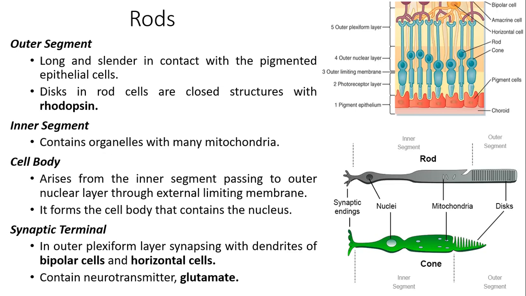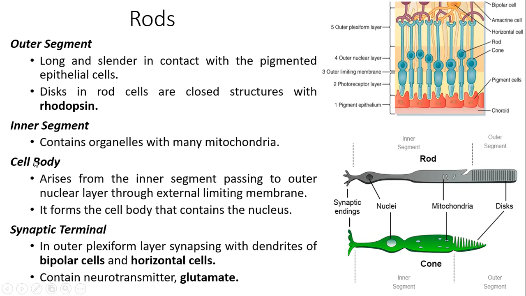Now the inner segment. Remember, when you look at the other side of the rod cells and the cone cells, this is a cone cell, it looks like a cone at the tip. These are rod cells, they look like a rod. So there are three segments: the outer segment, the inner segment, and the synaptic endings. The outer segment contains rhodopsin.